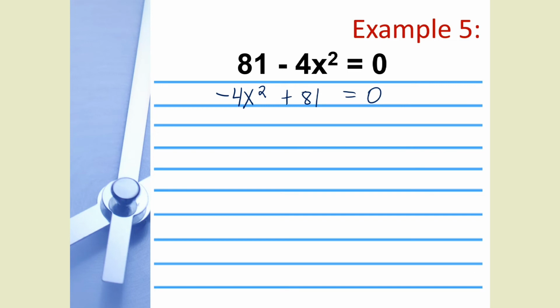And then, let us make the quadratic term positive. So, multiply both sides by negative 1. Using distributive property, magiging negative 1 times negative 4x squared ay positive 4x squared. Negative 1 times positive 81 is negative 81 equals 0. And then, naka-arrange na siya in standard form, pero walang middle term or linear term.